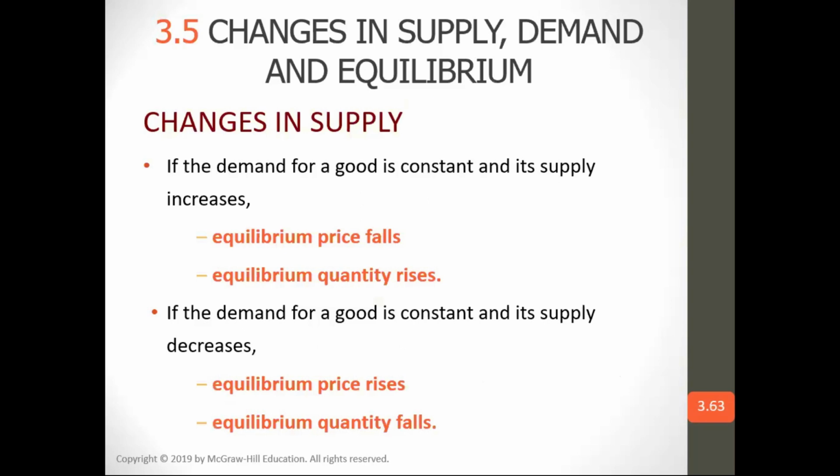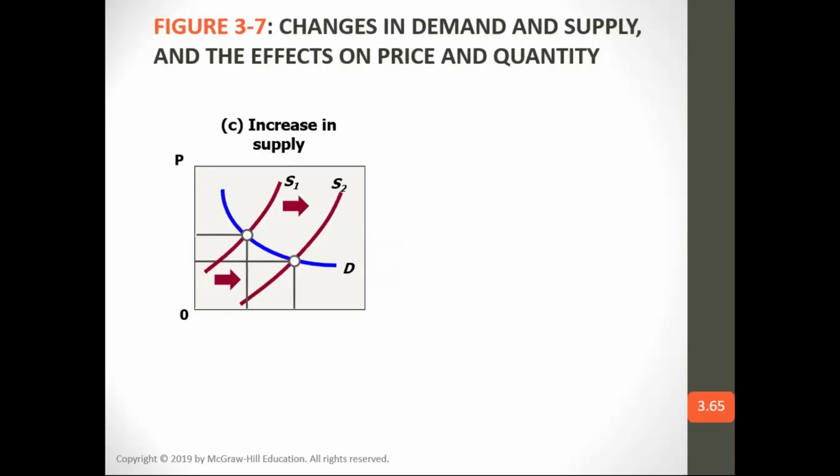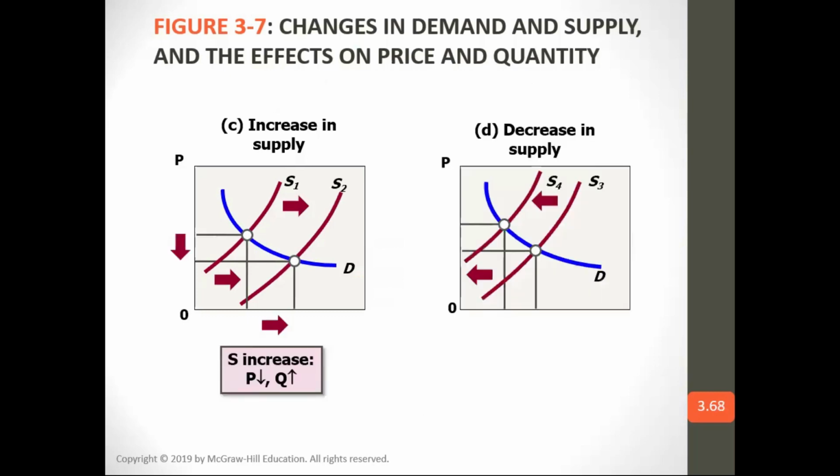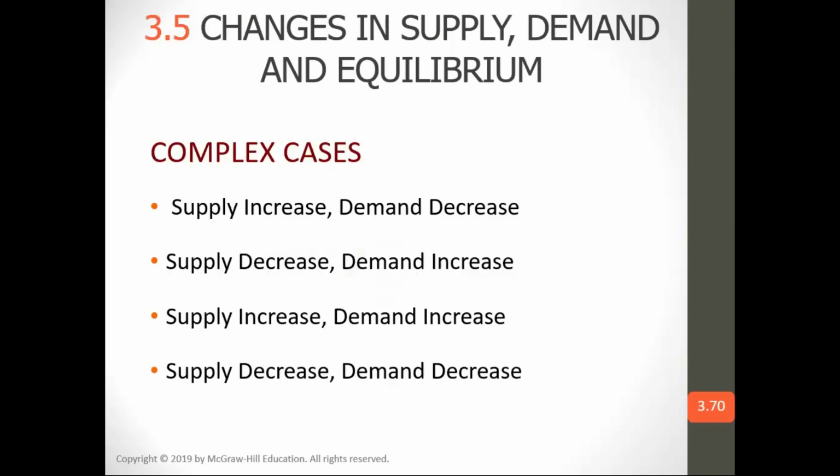If supply increases while demand stays the same, price falls and quantity rises. If demand stays the same and supply decreases, price will rise and quantity will fall. As you see here, supply increases, quantity increases, price decreases. And as you see here, supply decreases, price increases, quantity decreases.